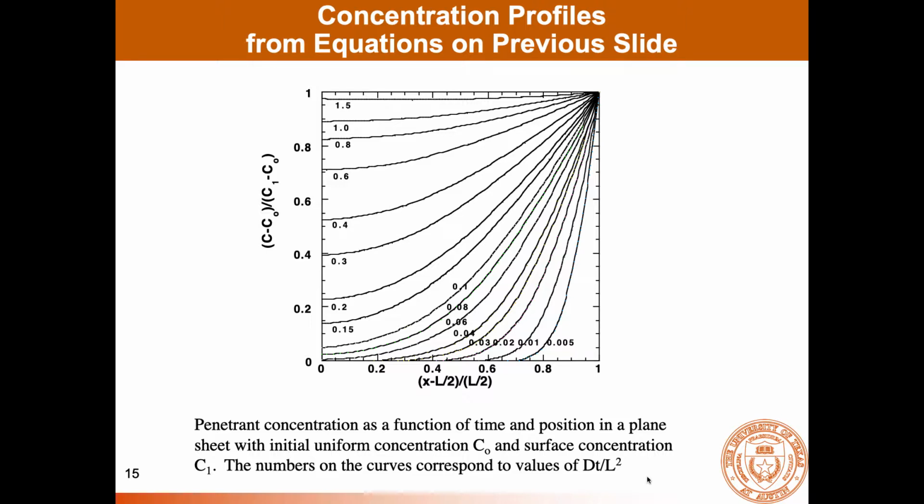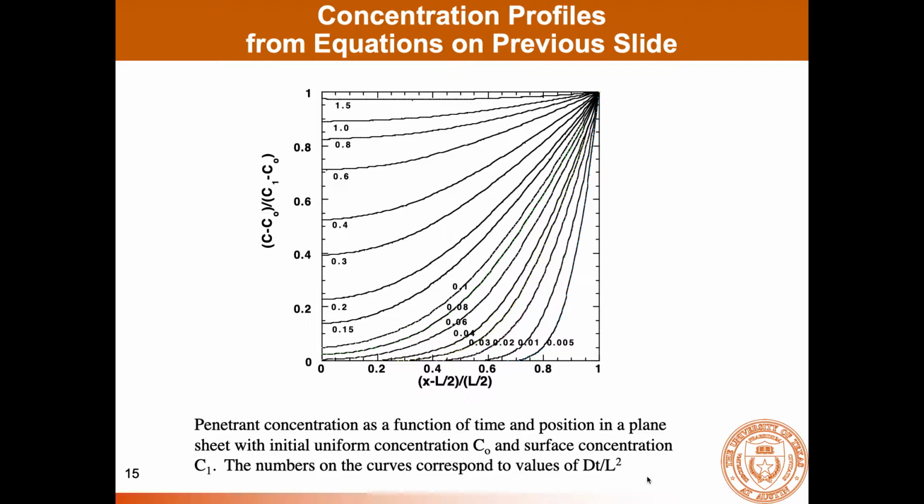There are a couple of particular values of Dt over L squared that I want to point out to you. One is when Dt over L squared gets to be about equal to 1, you'll see that the concentration profile has almost gone as far as it can. At equilibrium, the dimensionless concentration profile will be stuck here at 1 all across the film. But by the time Dt over L squared gets to a value of 1, the vast majority of the penetrant uptake, or in the case of the desorption experiment, the penetrant release, has already occurred.